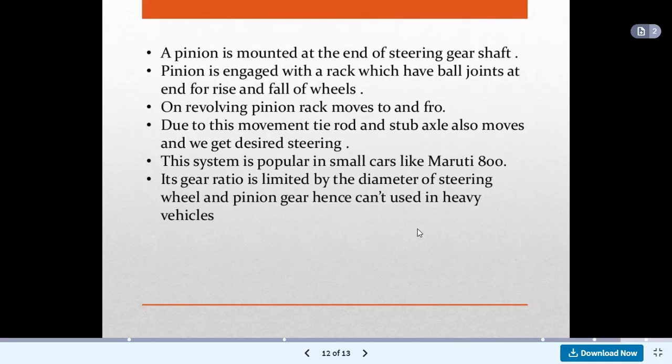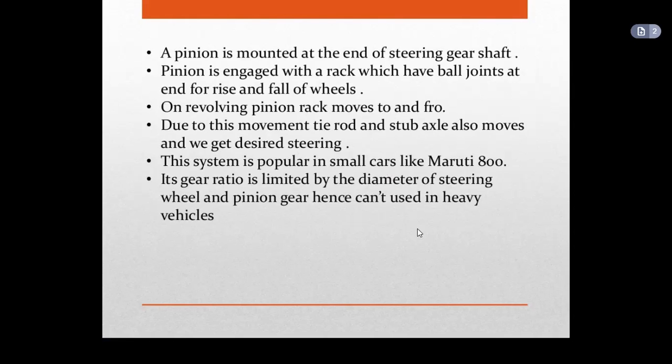Then next, if we see, a pinion is mounted at the end of the steering gear shaft. The pinion is engaged with the rack which has ball joints at the end for rise and fall of the wheels. On revolving the pinion, the rack moves to and fro. Due to this movement, the tie rod and stub axle also move and we get the desired steering. This system is popular in small cars like Maruti 800.